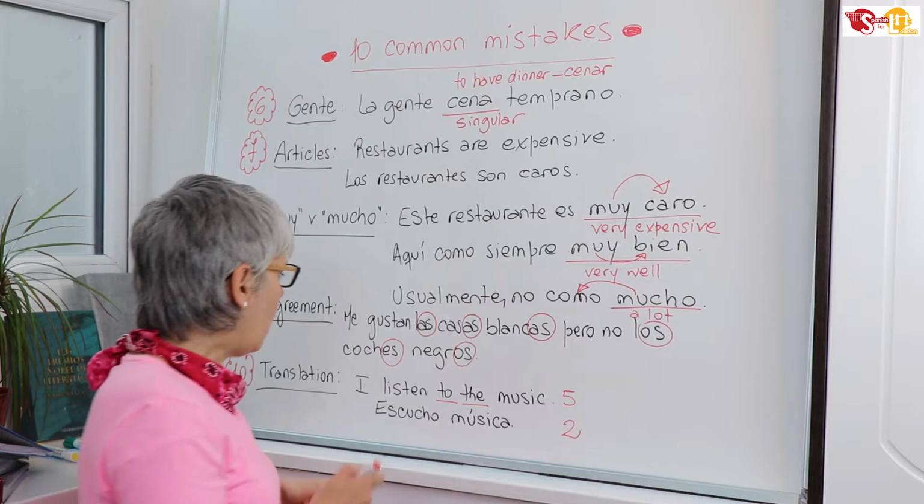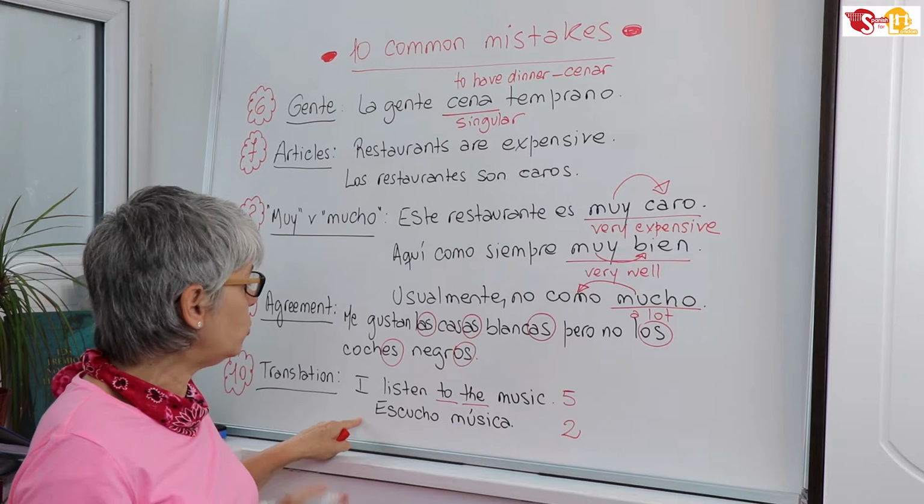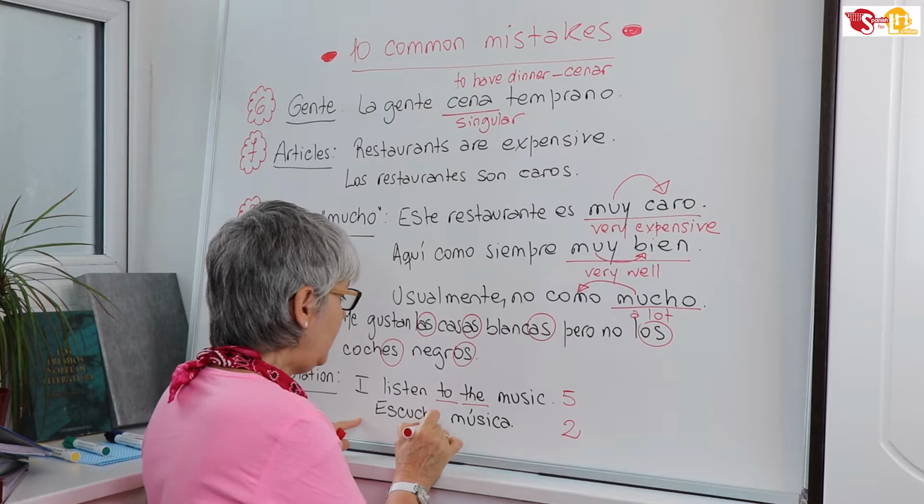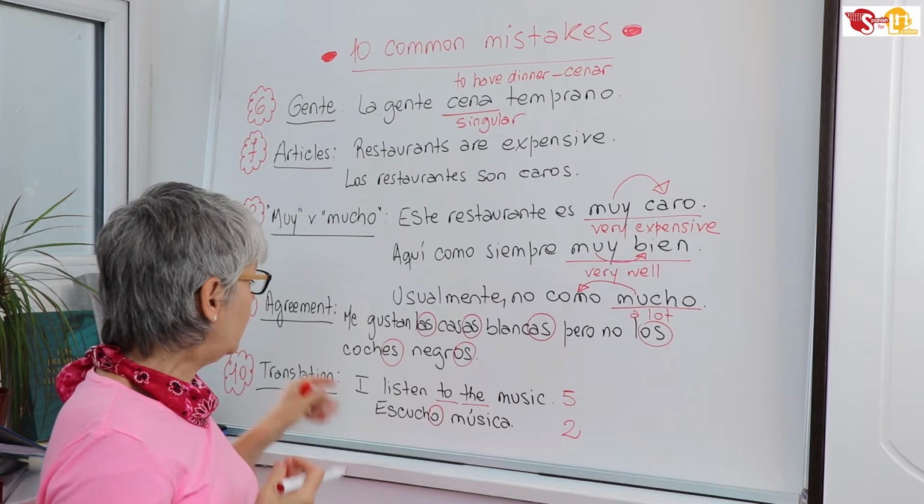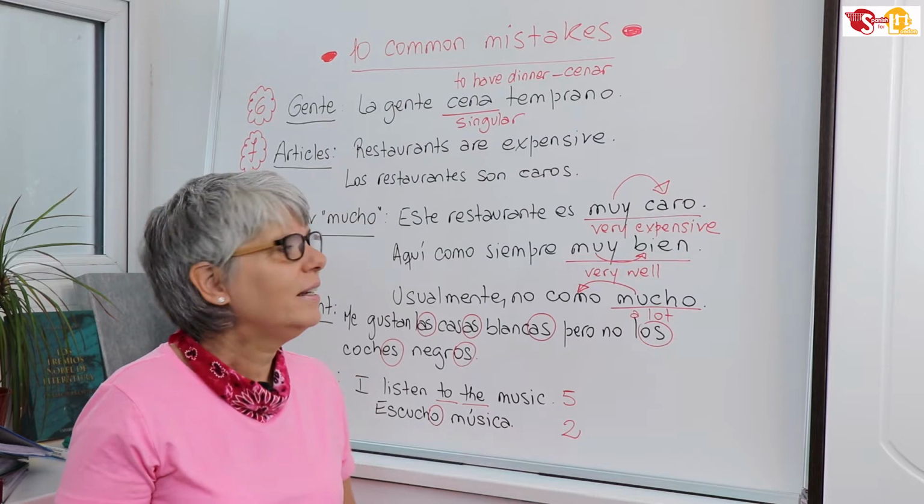And what if I say yo escucho música? Well, it's not incorrect. But 90% of the times, we don't put the pronoun because it's not mandatory. So we tend to drop it because it's something like a redundancy, because I have the ending of the verb indicating that I'm talking about me. So you have to know how to translate. Okay, now you know something about common mistakes. Of course, there are others, and I will teach you more and more in our whole course.